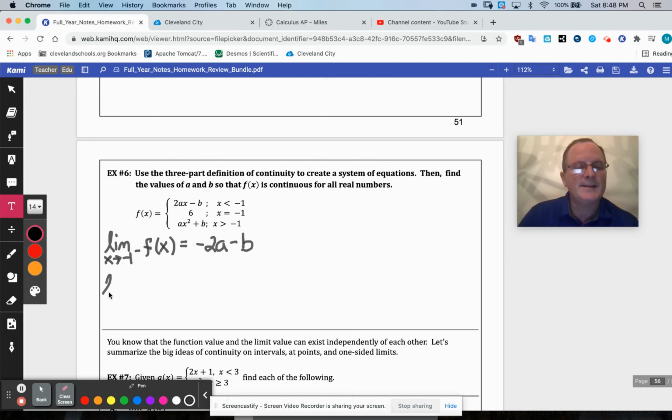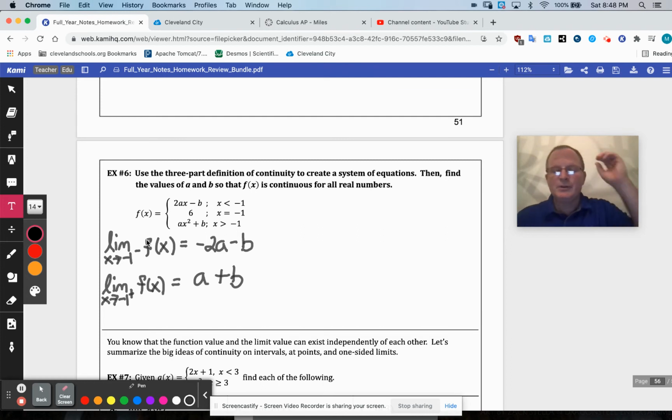Okay. And then likewise, the limit coming from the right-hand side would be the bottom one. X is approaching -1 from the right of f of x. And again, x is -1. So if I make x -1, well, that's just 1. So that would be a plus b. Okay, but here's the thing. If this is going to be true, and we know the function value is 6, these two are supposed to equal 6. So that would create a little system of equations. All right, so I would have -2a minus b has to be 6. That's the left-hand one. And at the same time, the right-hand one needs to be 6 also.